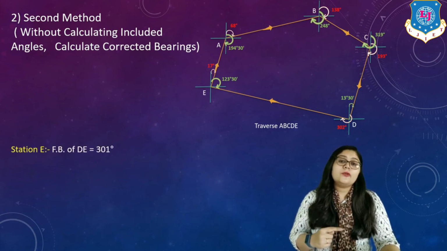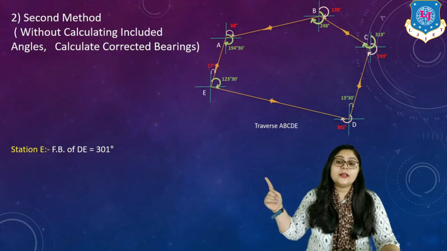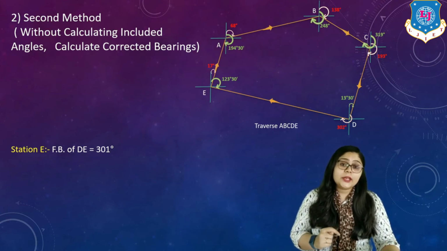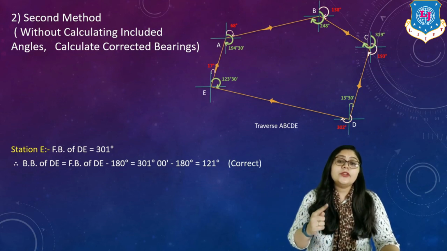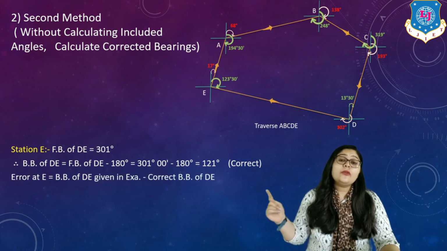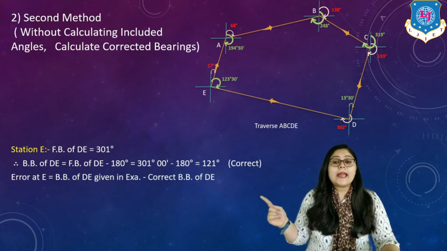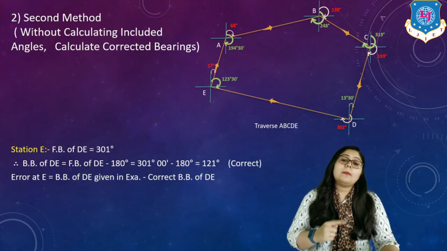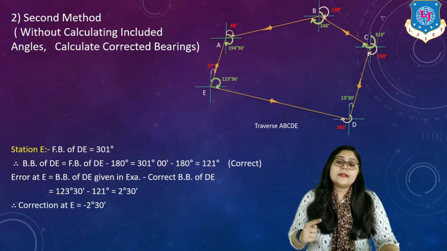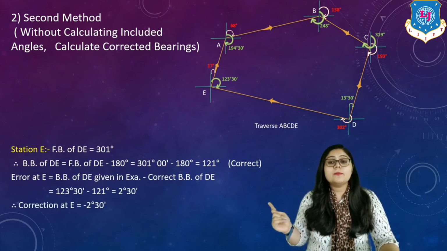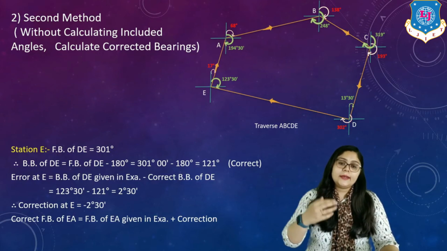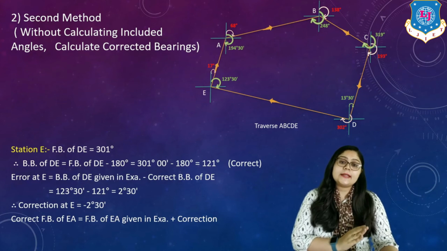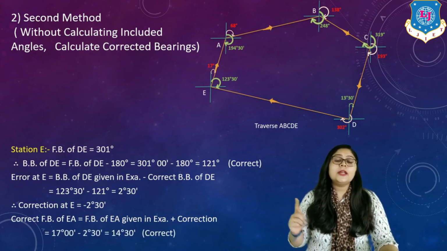Likewise, we do the procedure for station E. Here you can see the fore bearing that we get is 301 degrees. Then we can get the back bearing by simply subtracting it from 180, which is 121 degrees, right? Now, if we want to find the error at E, it is the back bearing of DE given in the example minus the correct back bearing of DE, right? So we get the answer as 2 degrees 30 minutes. It means the correction is minus 2 degrees 30 minutes. Now, once we get the correction at E, we simply find the corrected fore bearing of line EA. It is the fore bearing of EA given in the example plus the correction, which is 14 degrees 30 minutes.